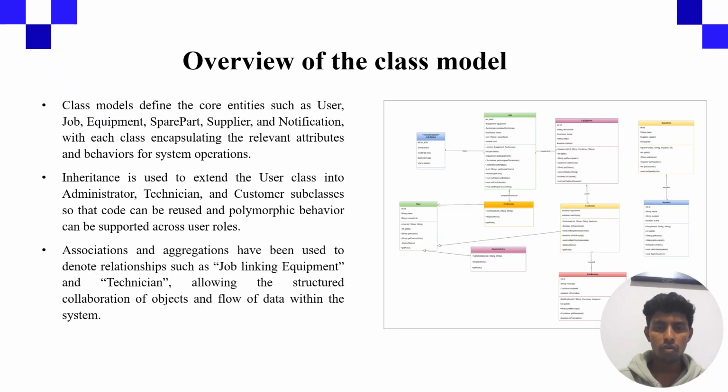Here you can see the overview of the class model. A class model has been used that helps to structure a system into modular components. User types inherit from one base class, so there is no redundancy. This also allows for polymorphism. Classes such as job and equipment are related with respect to the services that exist in real life. This model also supports maintenance by separating responsibilities, and it further guides implementation concerning where data and operations will reside within the system.